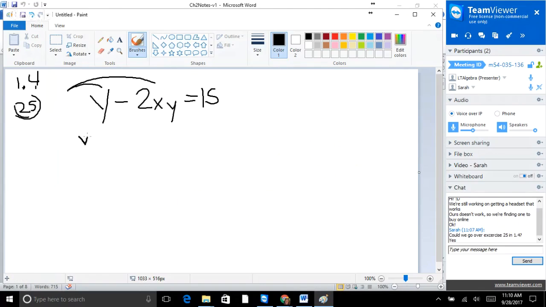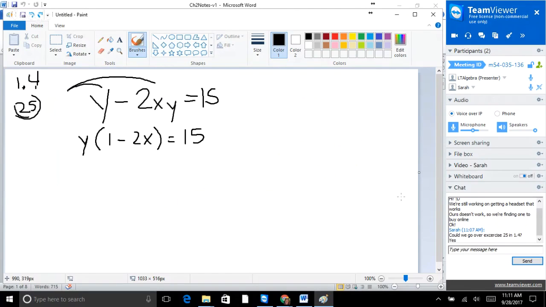So if we do that, we're left with y times (1 minus 2x). So we pull a y out of y and you're left with 1, and we pull a y out of 2xy and we're left with 2x, equals 15. Okay, and then what this means is that we actually have something times something. It's my technical mathematical term, right? We have y times whatever's in the parentheses.